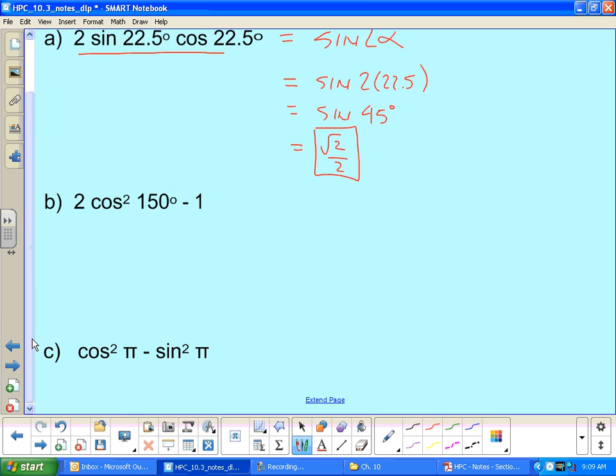Here we have a double cosine. Where once again, there's my alpha. So I get cosine of 2 times 150 this time. Cosine of 300 degrees. And thinking about where 300 degrees is, quadrant 4, where cosines are positive, it has a reference angle of 60, and a 60-degree cosine value of 1/2.